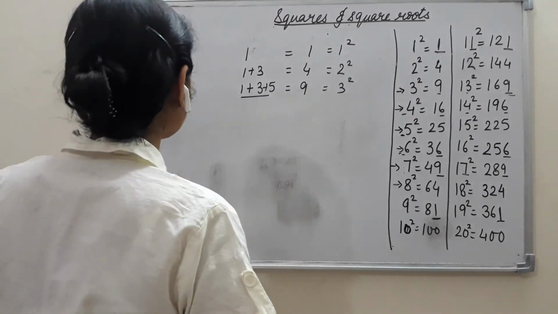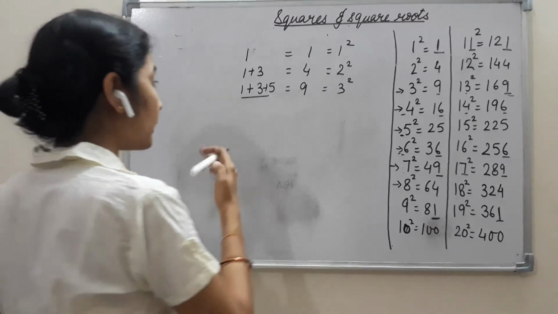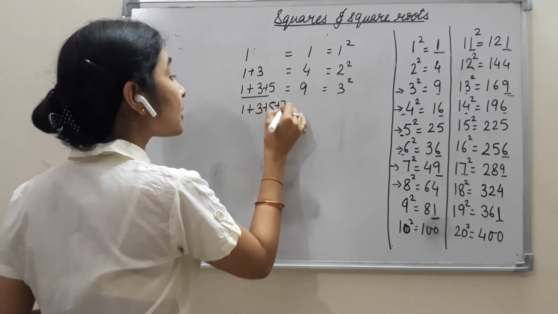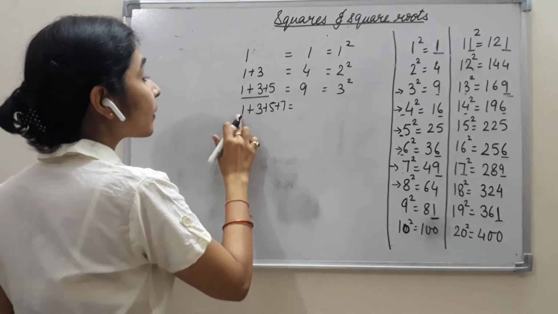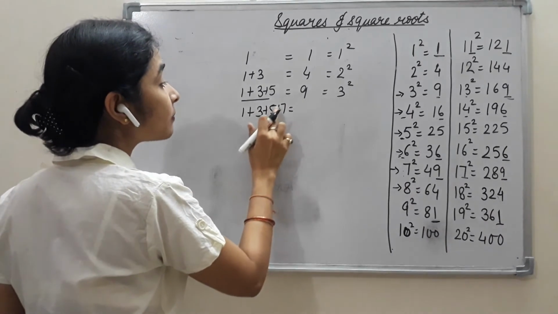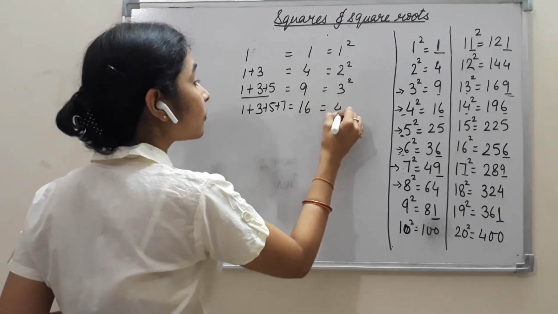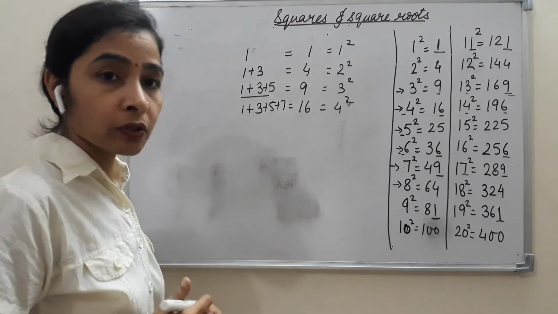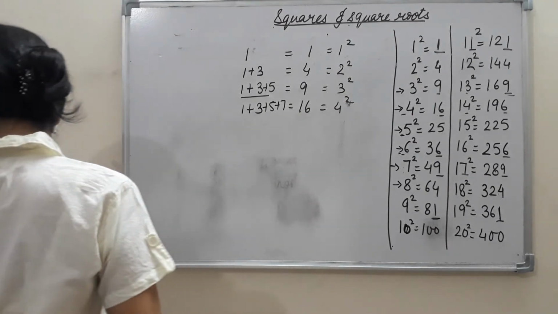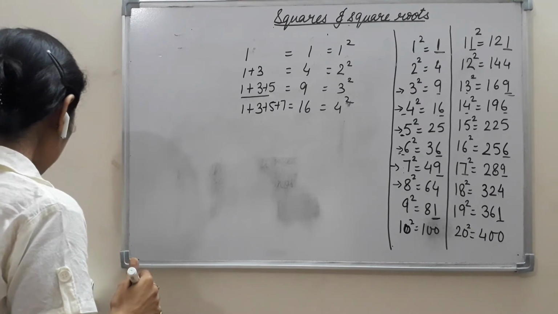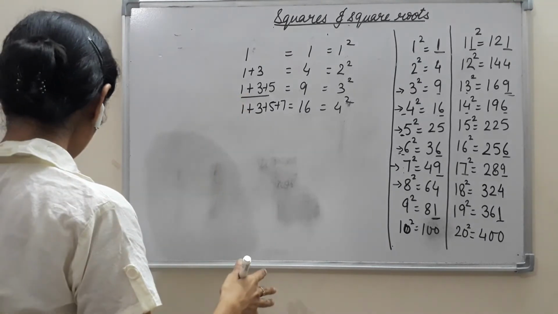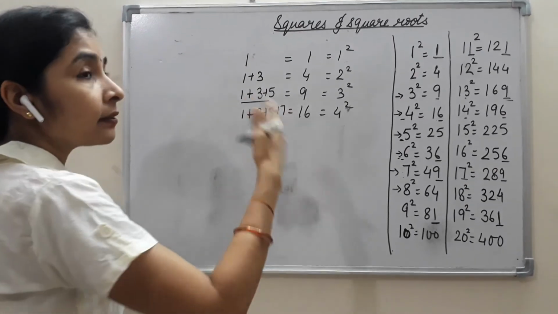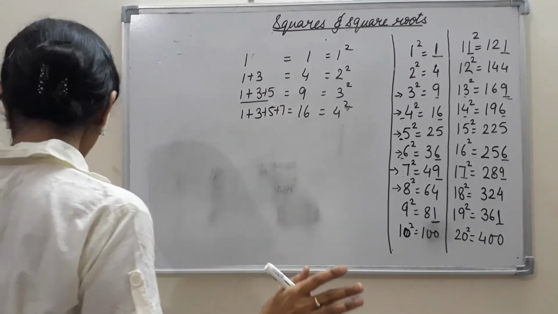Now next, so like this it continues. If I take one more, that means 1 plus 3 plus 5 plus 7. Next odd number is 7. So 1 plus 3 is 4, 4 plus 5 is 9, 9 plus 7 is 16. So it is the square of 4. Like this the series goes on. So every perfect square number can be expressed as the sum of successive odd numbers starting from 1. Whenever we go on adding all the odd numbers, it gives a perfect square number.